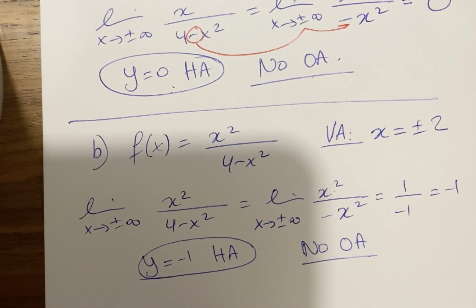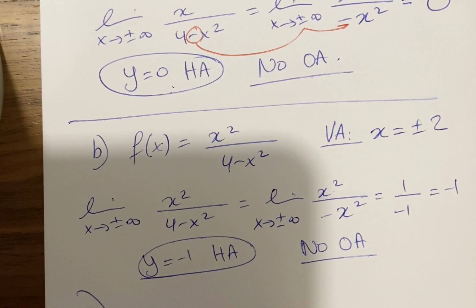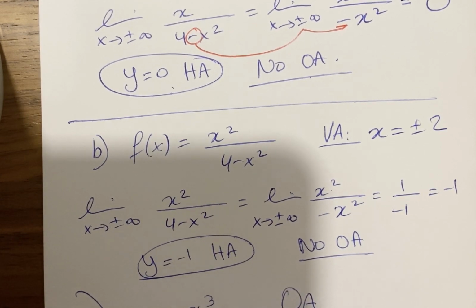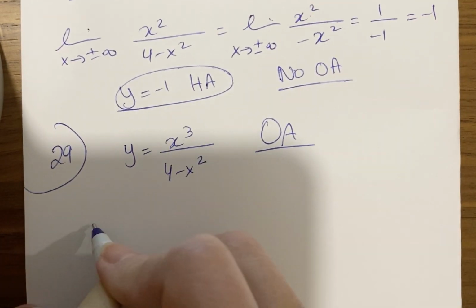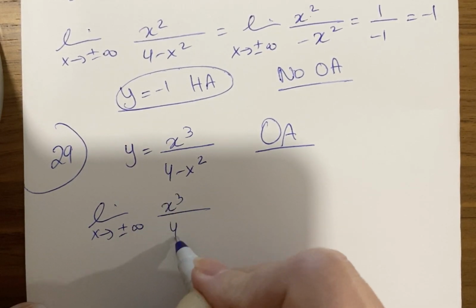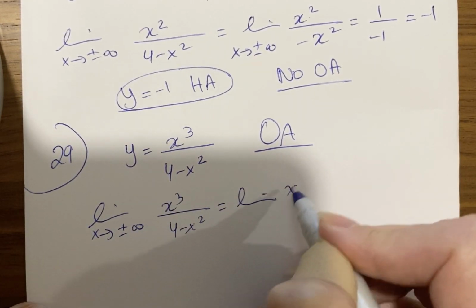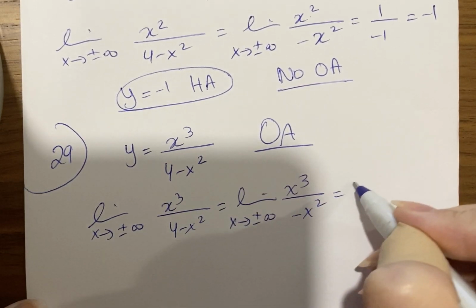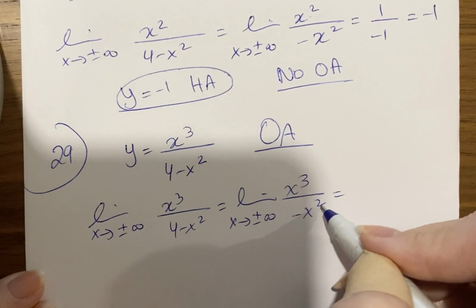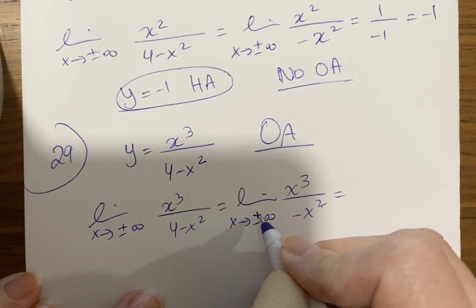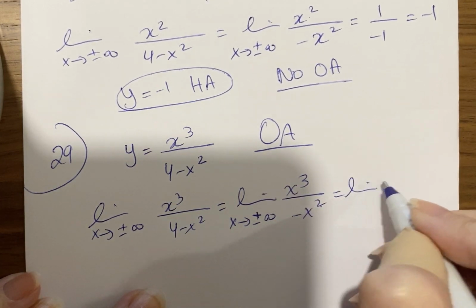Look at example number 29. We want to find the oblique asymptote of y equals x cubed over 4 minus x squared. How do I know I have an oblique asymptote? First, I need the limit at infinity. I notice that the highest power up is x cubed, the highest power down is x squared, which means that the power up is bigger than the power down by 1. But we need to get the limit. What's the limit of this when we simplify it?